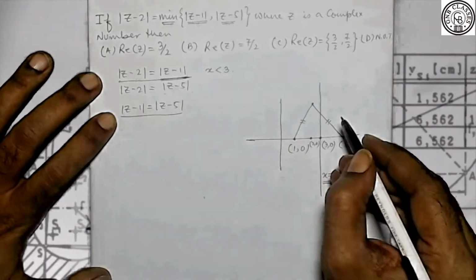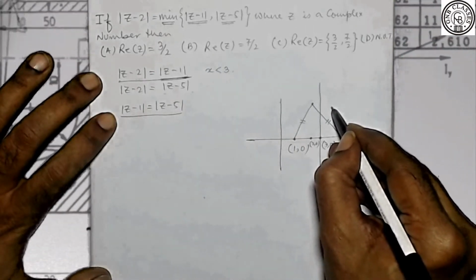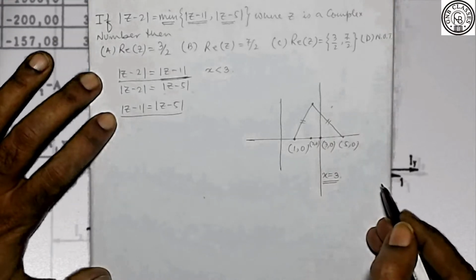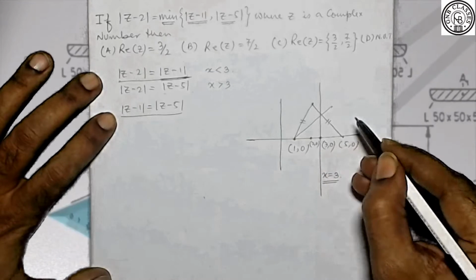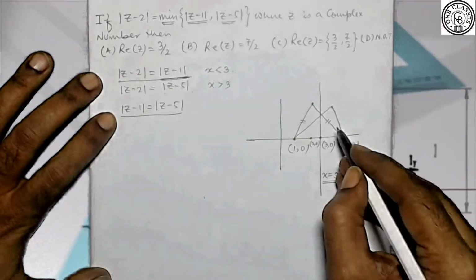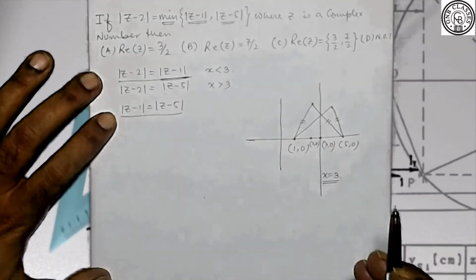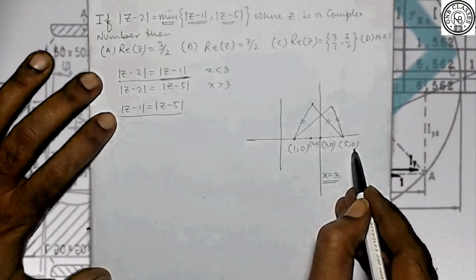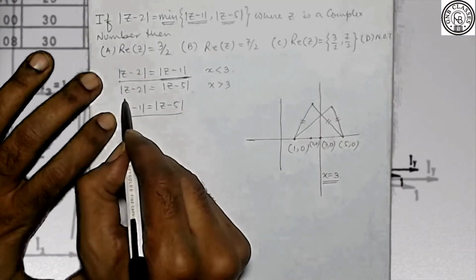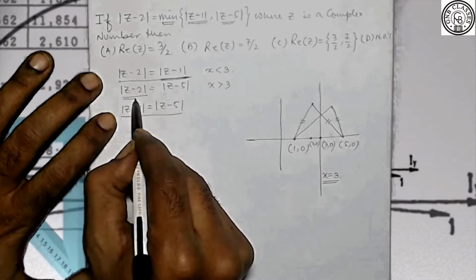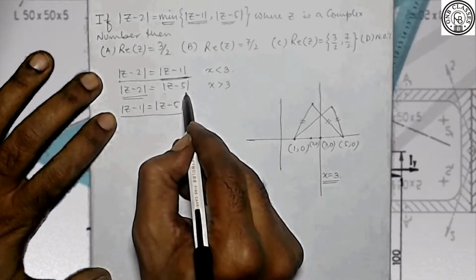Am I correct? And if the complex number is on the right hand side of x equals 3, that is when x is greater than 3, then among these two distances, the minimum will be this distance, that is the distance from the point 5, 0 with the variable point z. In that case, mod of z minus 2 will be equated with mod of z minus 5.